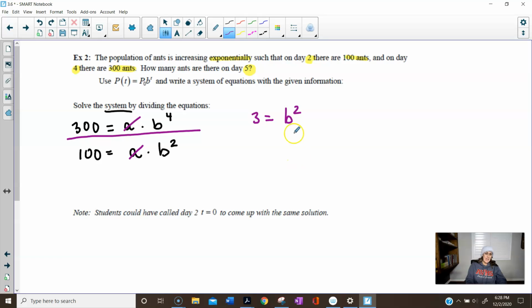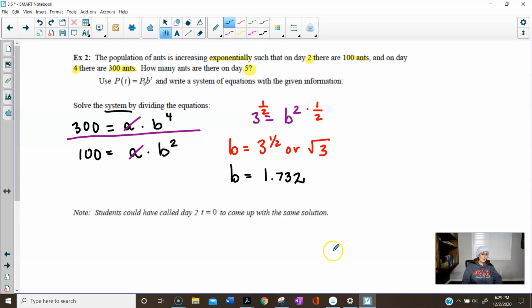All right, and then how we get rid of B to the 2nd is you can square root both sides, or you can take both sides to the 1/2 power. And so B is equal to 3 to the 1/2, or the square root of 3. All right, so that's going to be your base. I will go ahead and approximate it for you. So the base is 1.732.